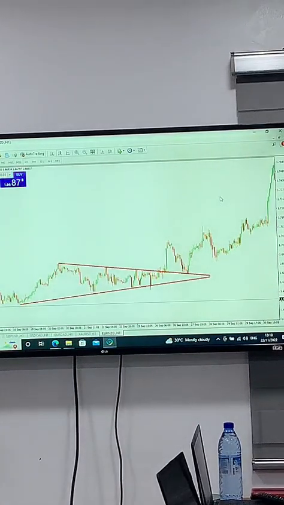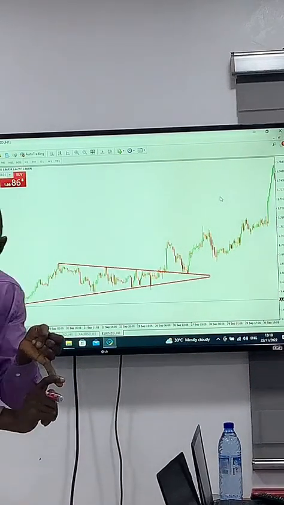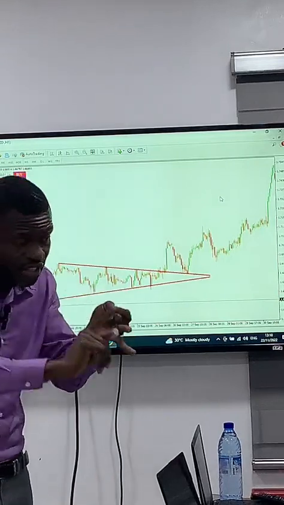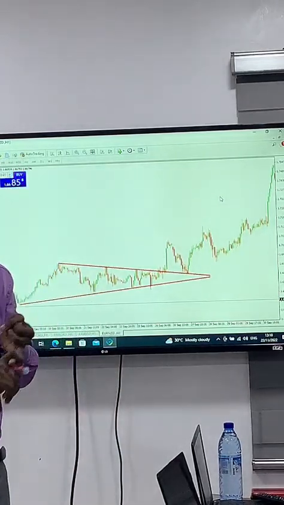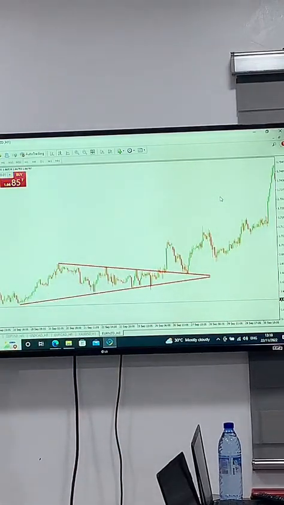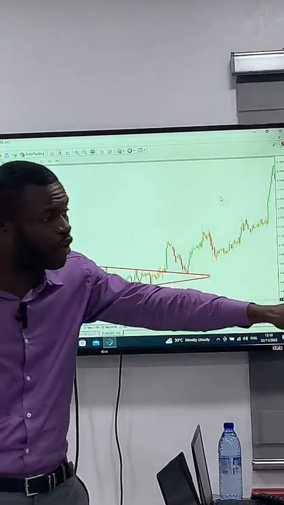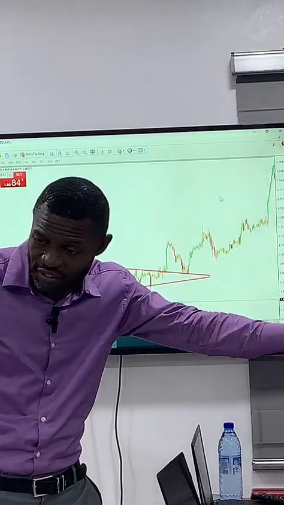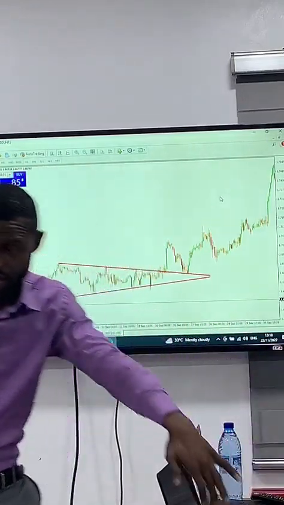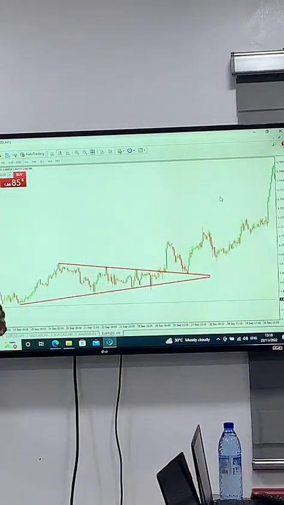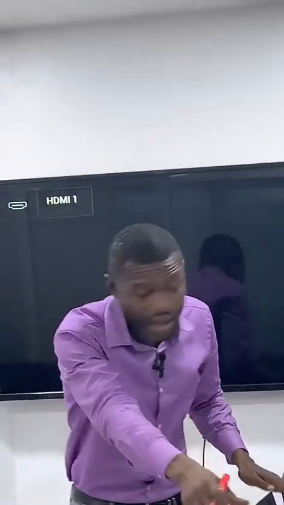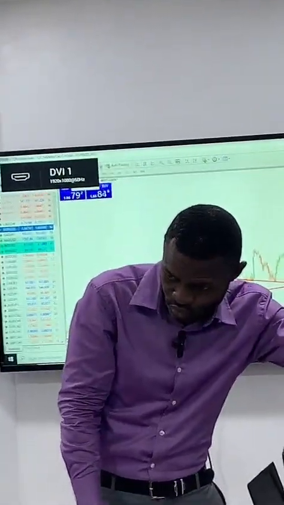So examples of continuation patterns: the ascending triangle is a continuation pattern. Descending triangle is a continuation pattern. Symmetrical triangle is a continuation pattern. And for the symmetrical triangle, we have the bullish variant and the bearish variant. And we said that the symmetrical triangle is composed of lower highs and higher lows.